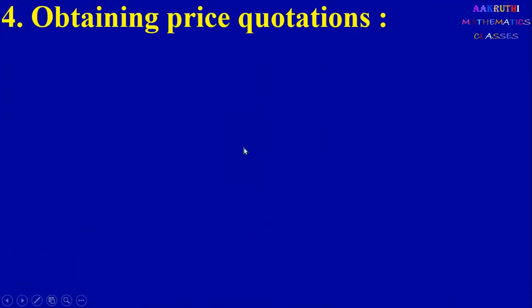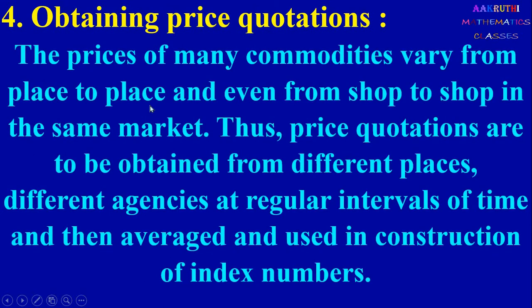So next one, it is obtaining price quotations. The prices of many commodities vary from place to place and even from shop to shop in the same market. Thus, price quotations are to be obtained from different places, different agencies at regular intervals of time and then averaged and used for construction of index numbers. Since prices are different in different shops and different areas, we have to take average price.